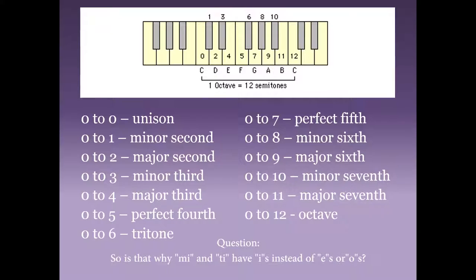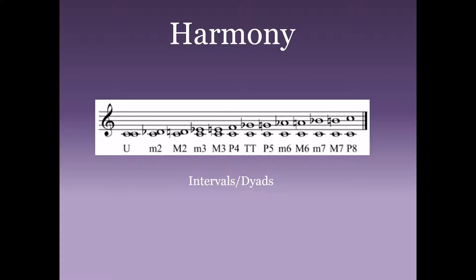So is that why Mi and Ti are "ee" sounds instead of "ay" or "oh" sounds? Because they're half steps? I honestly do not know the answer to that. I remember reading something about the way the solfège system was formed, and it was mostly some very esoteric stuff, like Sol used to be the sun. It was some weird symbolic stuff that they just settled on. The idea is that it's just a one syllable sound that you can make in order to indicate what solfège pitch you're on.